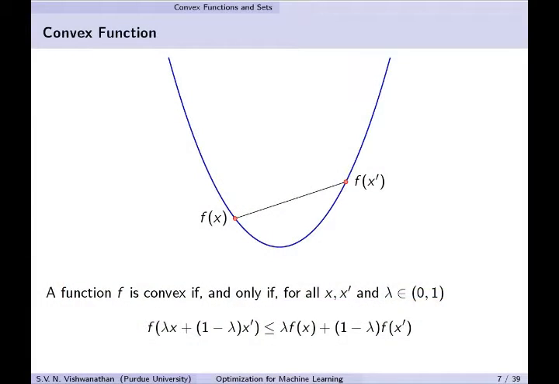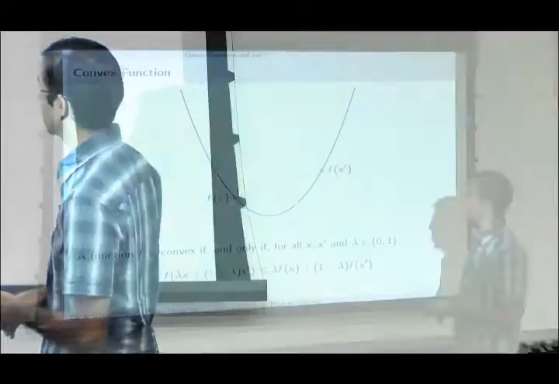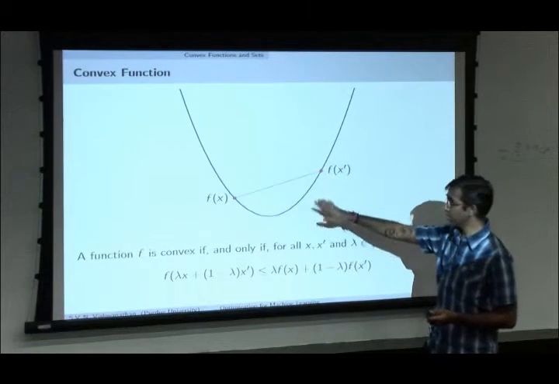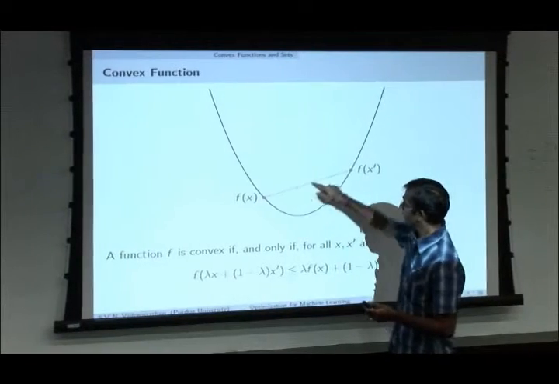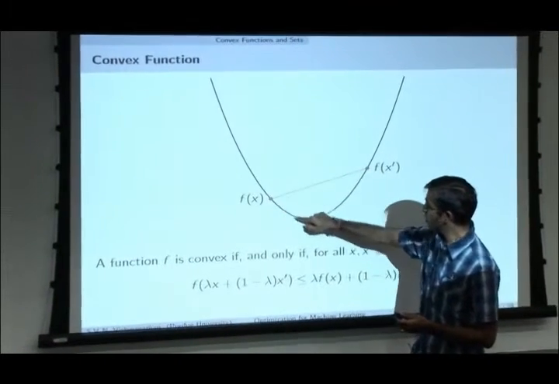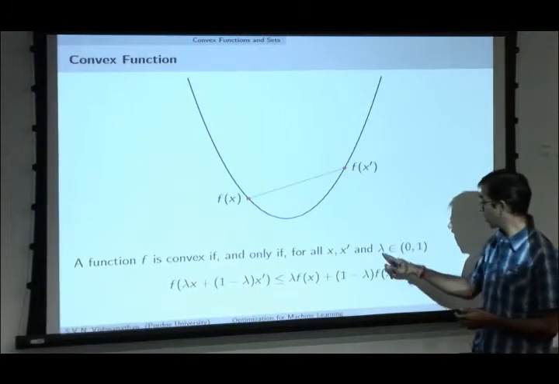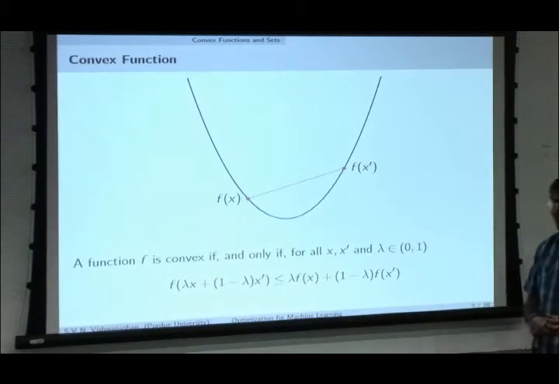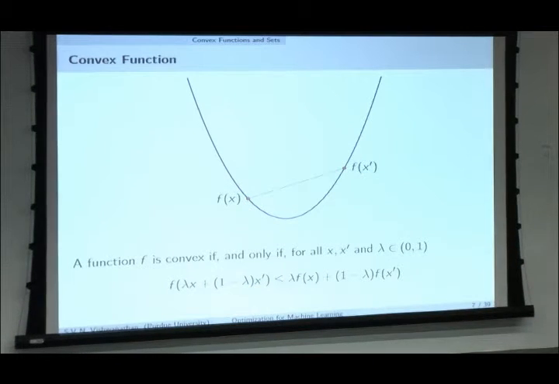So let's start with the definition of convex functions, okay? Formally stated, what a convex function says is that if you have two points x and x prime, and let's say their function values f(x) and f(x prime), then this line is always above the true function, okay? That is, for all lambda between 0 and 1, f of lambda x plus 1 minus lambda x prime is less than or equal to lambda f(x) plus 1 minus lambda f(x prime). Okay.